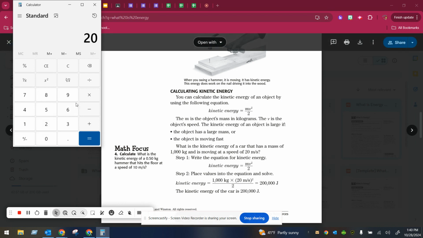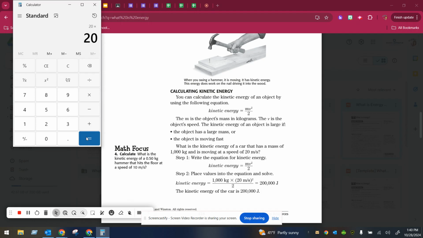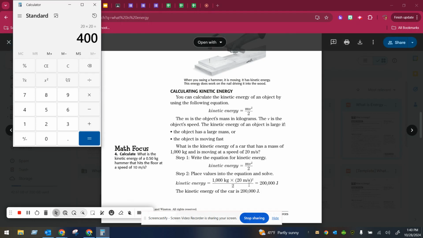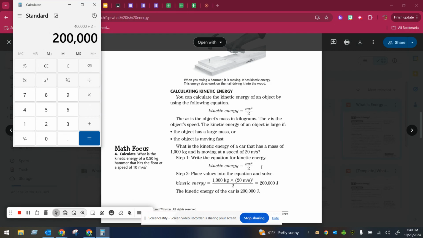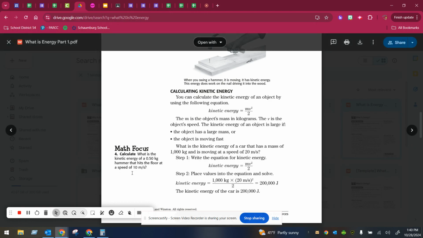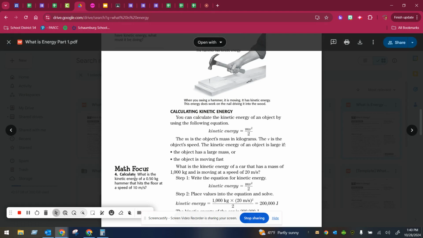You need to multiply 20 by itself. That's what 20 squared is equal to. 20 times 20 is 400. Then you can multiply it by the mass, which is 1,000, and then divide the whole thing by 2. And so that's where the 200,000 joules comes from. You will need to do that practice for question number 4. Start by writing the equation and then placing your values in.